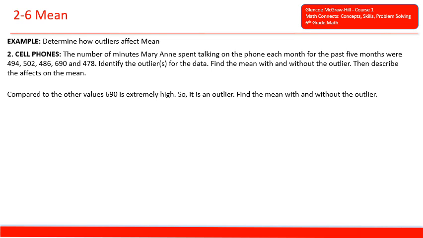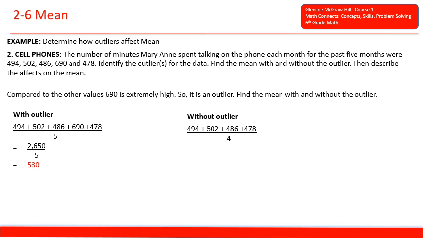So we're going to compare the other values. 690 is extremely high, so I hope you see that. It's about 200 higher than the next closest one, so it is an outlier. And find the mean with and without the outlier. With the outlier, if we add them all up, and notice that 690 is included, and we divide it by 5, the number of pieces of data, we get 2,650 divided by 5, or 530.